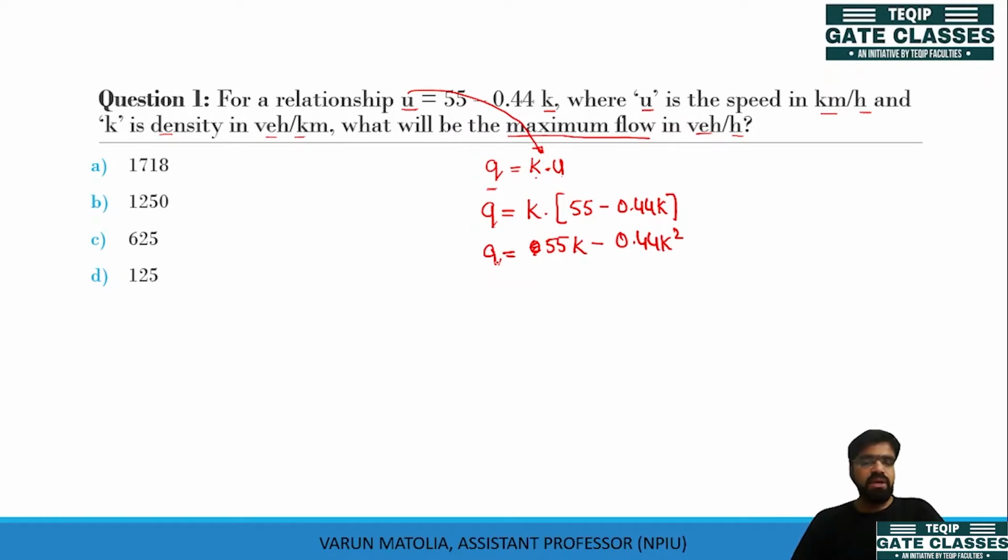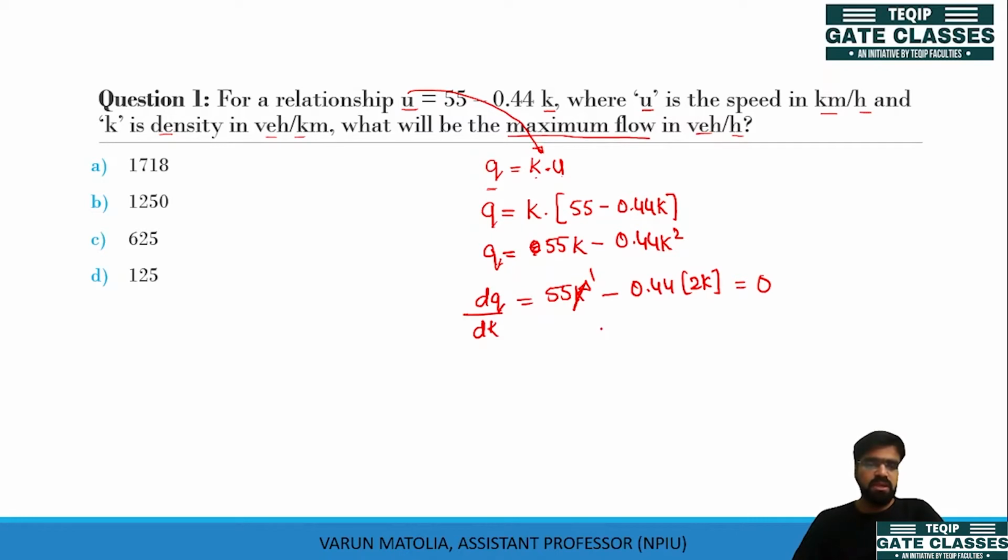We have seen that in order to find out maximum flow, we have to maximize this equation. How will we maximize this? We will differentiate this equation. dq by dk in terms of k: this is 55 times k, differentiated as 1, minus 0.44 times 2k. And after differentiation, we will put this value equal to 0 so that we can find out the value of k at which the flow value will be maximum. So with this equation, we will solve for k.